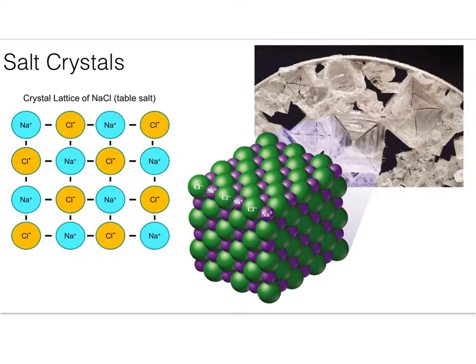And hopefully you can see in this representation that whether you represent this in a 2-dimensional way or in a more realistic 3-dimensional way, you're still always going to end up with a 1-to-1 sodium to chloride ratio as the empirical formula.